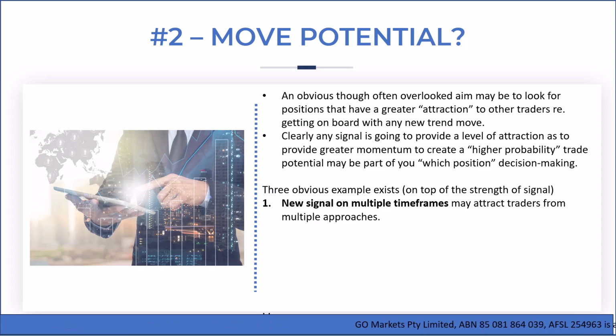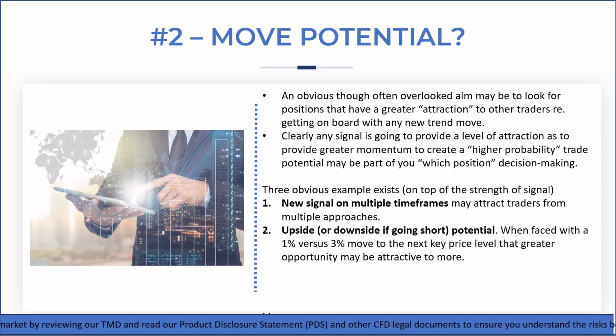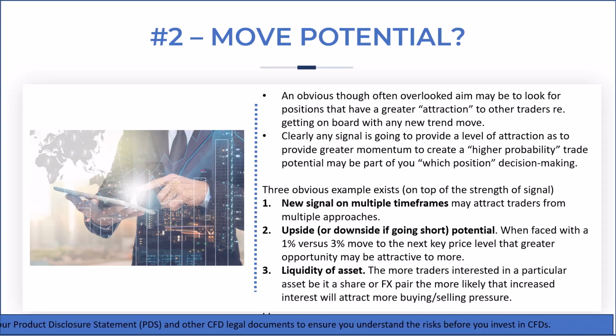So if you've got a chart which is showing a buy on a 15, a 30, and an hourly chart, you're going to get buyers from all of those who trade those primary timeframes, rather than just it being on the 15-minute chart, for example. There's that example I gave of the 1% versus 3% move, and the liquidity of the asset might be important. So the more traders that are interested in a particular asset, the more likely that increased interest will attract more buying or selling pressure.